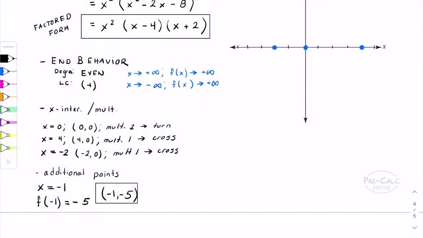My next additional point, I tested between here at 0 and positive 4. I chose to test x equals 2. When I substitute 2 back into the original function and I simplify, I end up with an answer of negative 32. Therefore, I have an additional point at positive 2, negative 32.